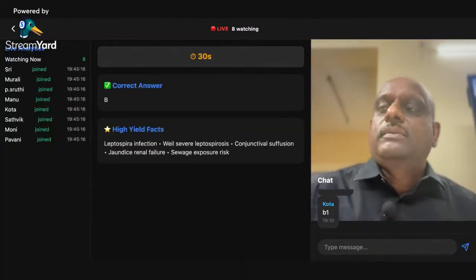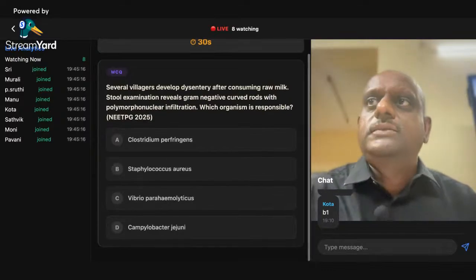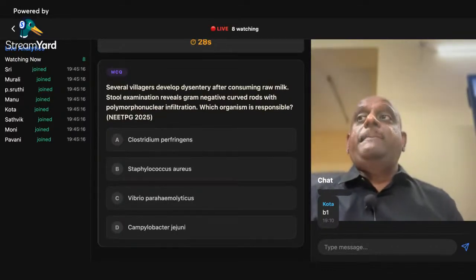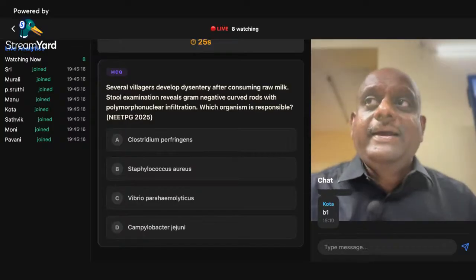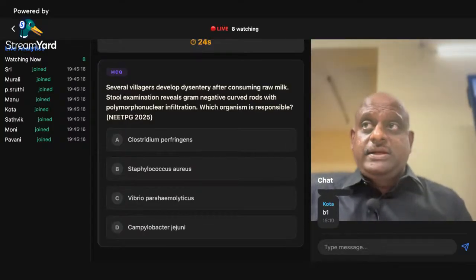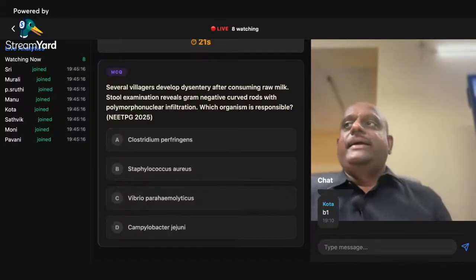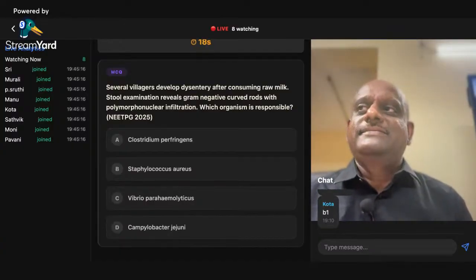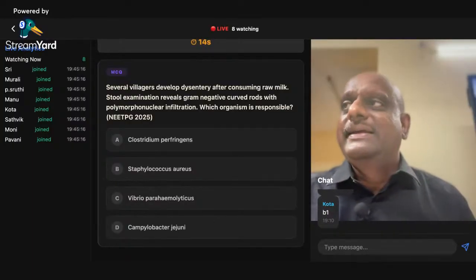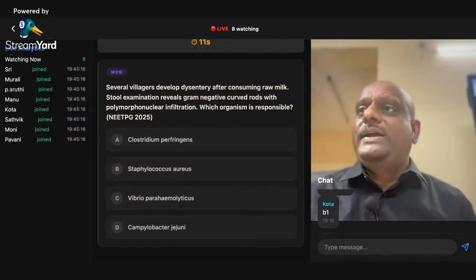Now, several villagers developed dysentery after consuming raw milk. Gram-negative curved rod with polymorphonuclear infiltration. Raw milk. Okay, another important clue. Gram-negative curved rod in the stool examination.